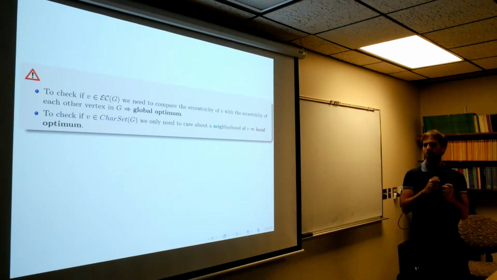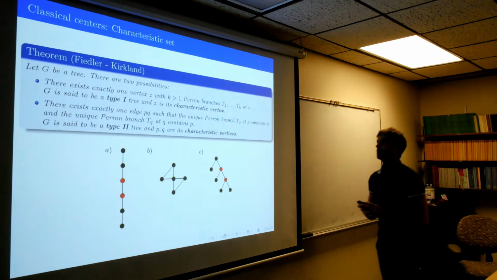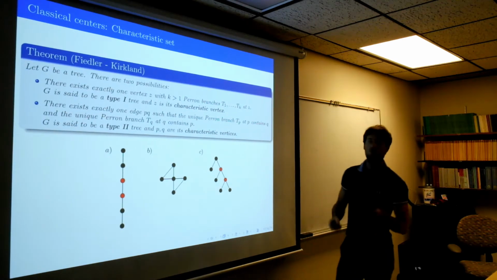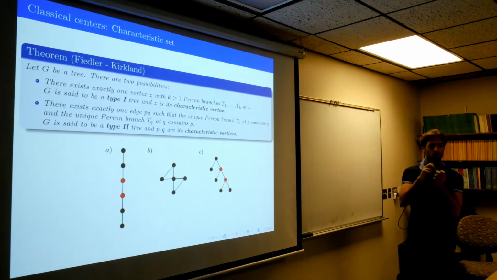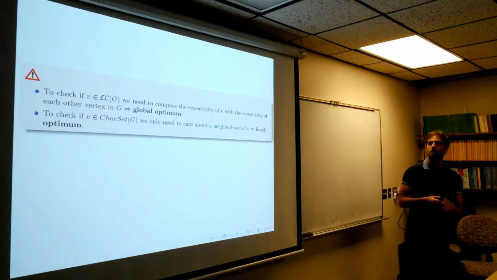Well, to check whether a given vertex V lies in the characteristic set of a tree, we actually only need to care about the vertices which are adjacent to it, right? So, well, we see it from this theorem here. For example, in the type 1 case, whenever we see that one given vertex V has more than 1 Perron branch, then we already know that it is central. So this can be thought of as a kind of local optimum. And at least, philosophically, intuitively, we can think that this second notion can be more efficient.